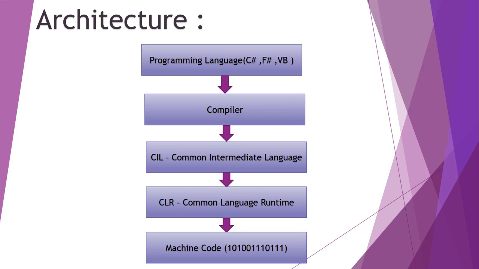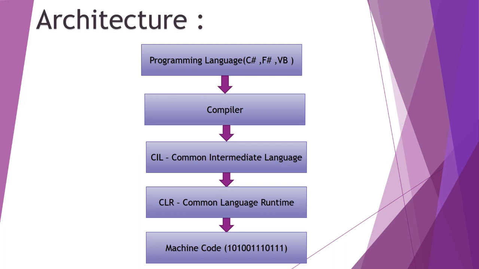And coming to your class library, it provides some predefined classes like string, date and numbers. So these are the predefined classes available in the class library in the .NET Framework.